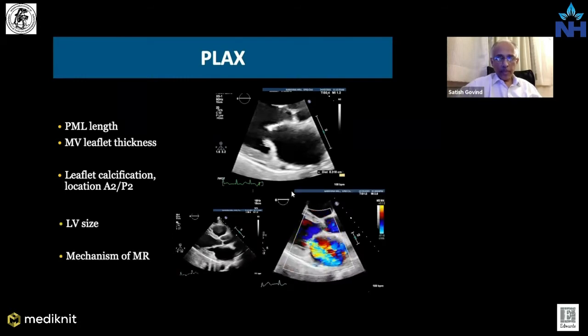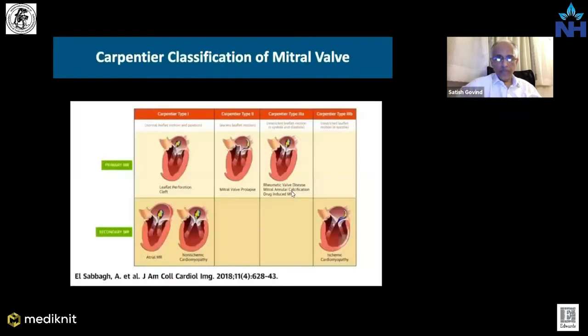Then it is important to look at the left ventricular size. So again, a very large LV precludes the possibility of Mitraclip being put in place. So it is not favorable if the LV is more than 65 millimeters. And then the other approach is to look at the mechanism of the MR. So again, here it is very important that we identify what is the cause for the MR.